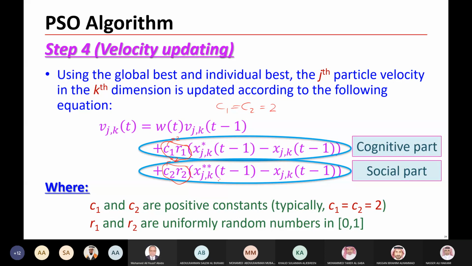Any question? Yes, go ahead. Now, if I ask about the dimensions, the V_jk. Yes. This is a scalar value. But if we run it across T, I can see that it is the jth particle velocity in the kth dimension. Yes, in the k dimension.